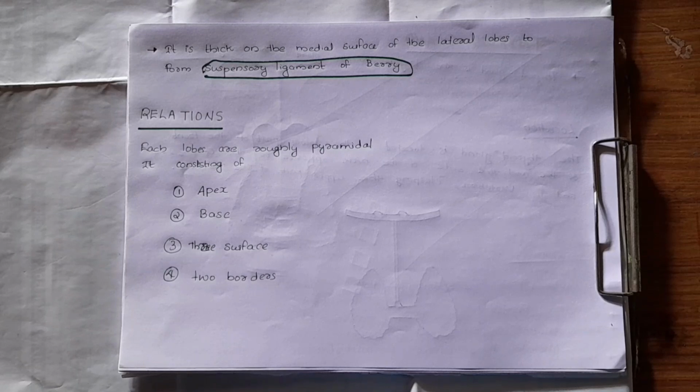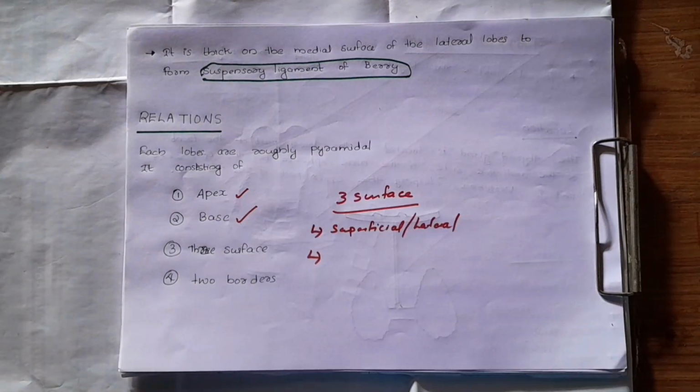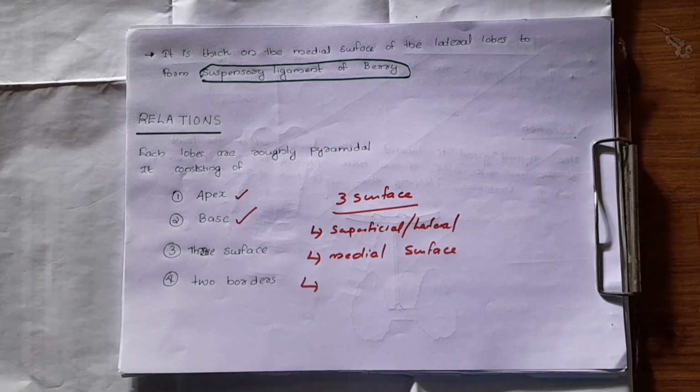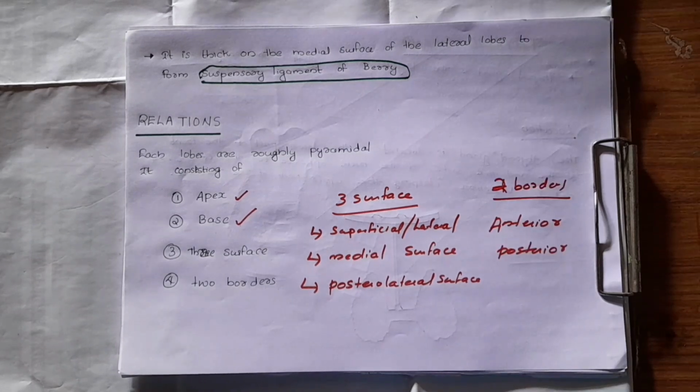Each lateral lobe is roughly pyramidal in shape, consisting of an apex, a base, three surfaces and two borders. What are the three surfaces? Superficial or lateral surface, second one is medial surface, and third one is posterolateral surface. And the two borders are anterior border and posterior border.